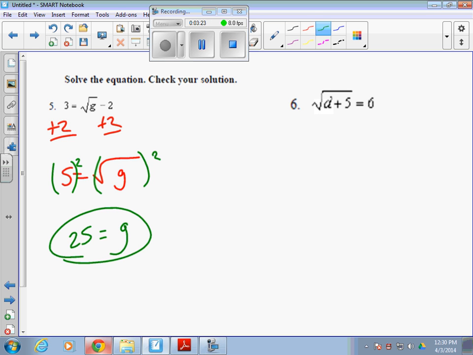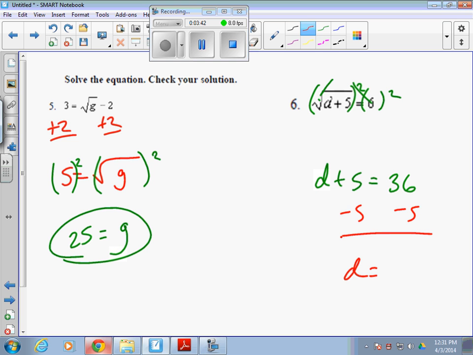Difference between number 5 and number 6 is plus 5 is under the radical, so you can't do subtract 5 like you undid minus 2 a minute ago. So you have to undo the radical first by squaring it. That'll cancel it out. D plus 5 equals 6 squared is 36. Subtract 5 on both sides. D equals 31.